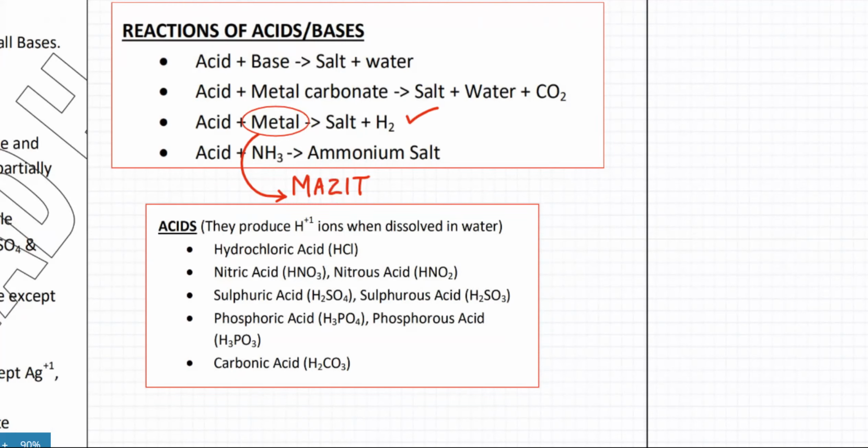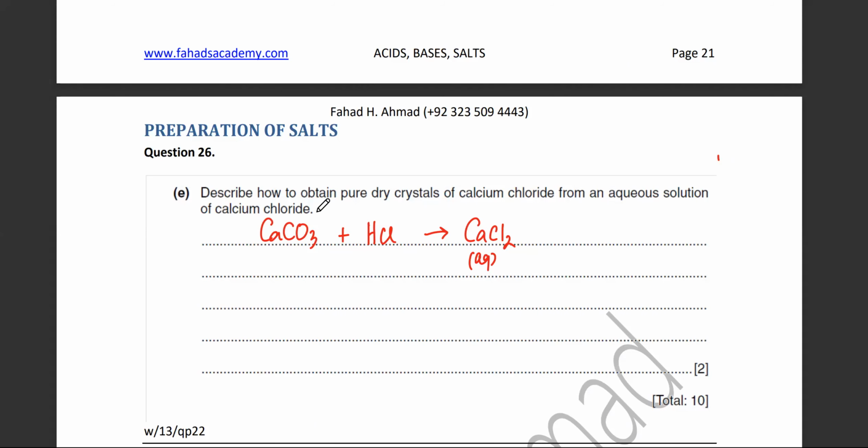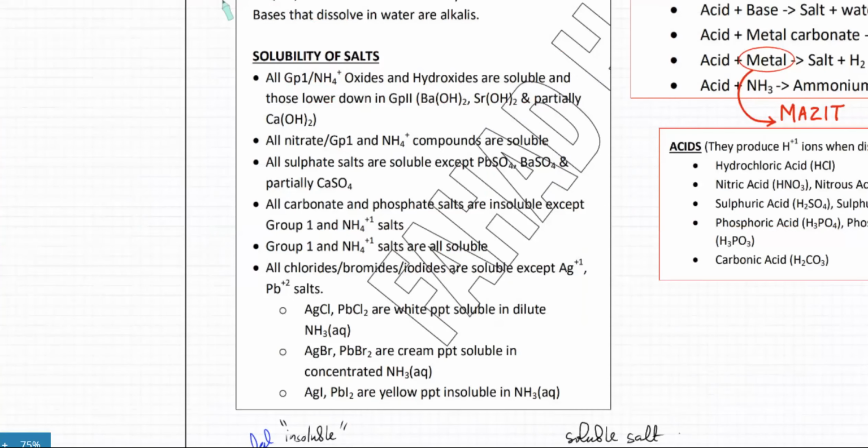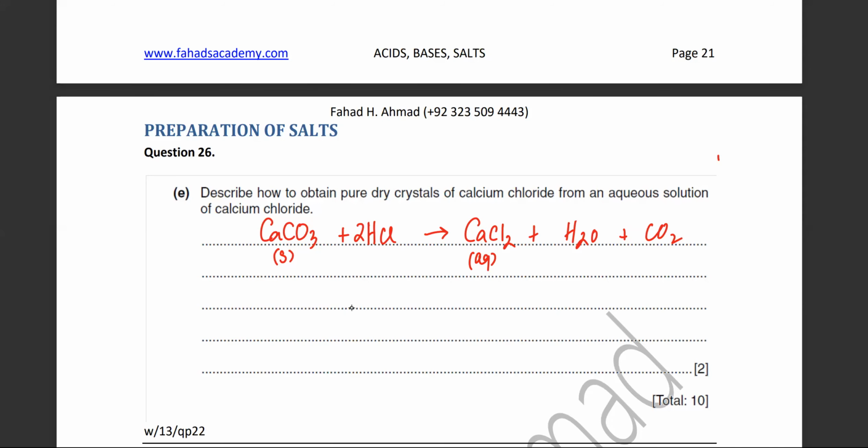So if you go back to the question, I'm going to use a carbonate, and it's going to produce water plus carbon dioxide. And if I write down the states, balance it as well, this is 2HCl. This one is going to be a solid. ठीक है, if you look at the solubility table, all carbonates and phosphate salts are insoluble. So except group 1 salts, this is not a group 1 salt, so it's insoluble. Acids are all aqueous, water is a liquid, and CO2 is a gas.